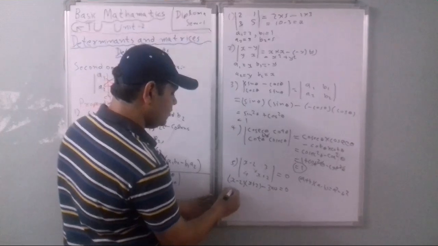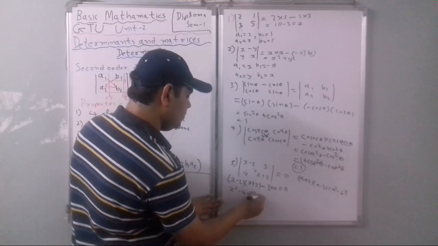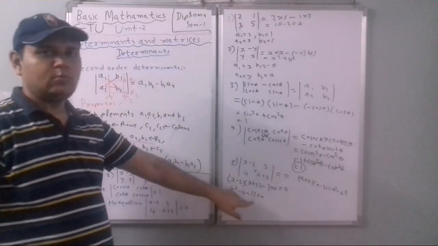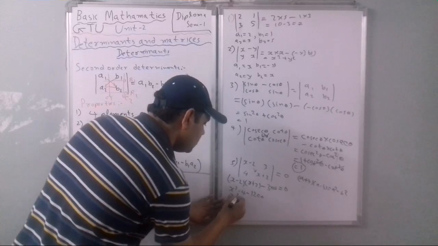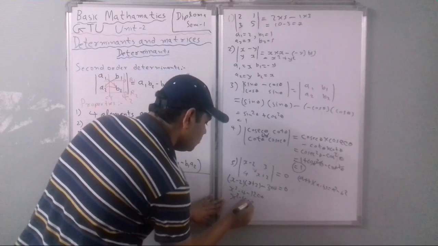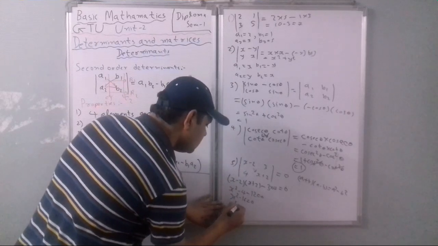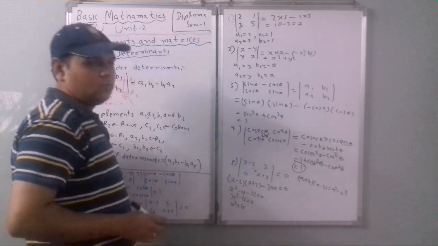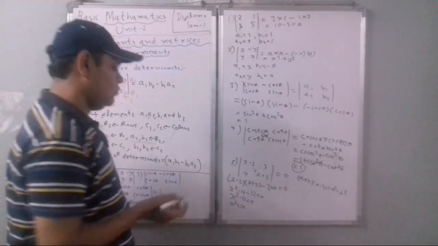So x square minus 4 minus 12 is equal to 0. Minus 4 minus 12 means minus 16. So 16 goes to the RHS. So x square is equal to 16. So x is equal to 4.